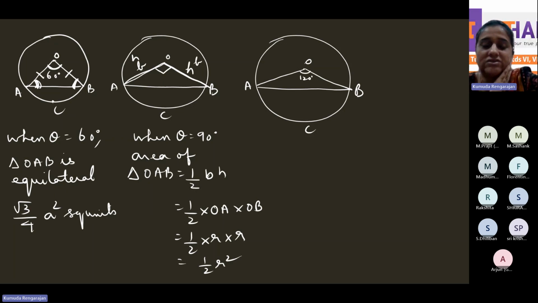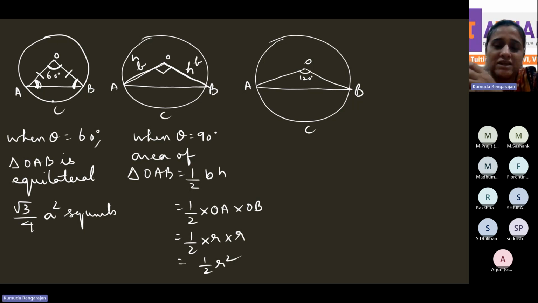When theta is 60, the triangle is always isosceles because OA and OB are radii, so obviously they're equal. So in the triangle, two sides are always equal. So it is isosceles. When the sector angle is 60 degrees, it makes the triangle equilateral. So the formula to find the area is root 3 by 4 a square.